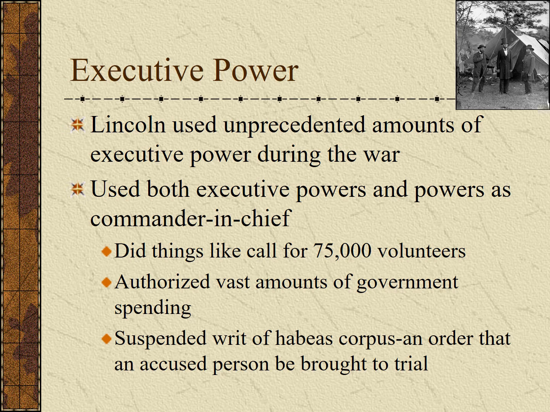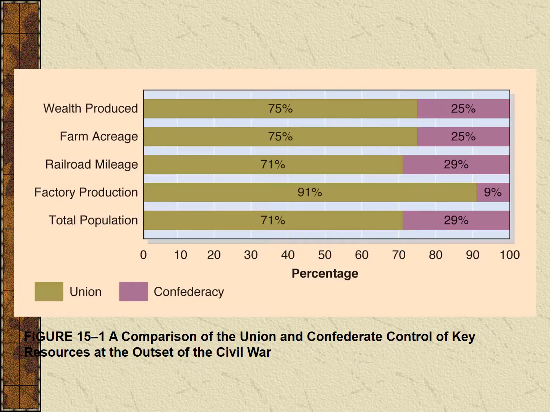So he did things like call for 75,000 volunteers. He authorized a lot of government spending because, of course, wars are very expensive. And he suspended the writ of habeas corpus, which is an order that an accused person be brought to trial. And he suspended that due to concerns over soldiers captured from the South, spies, etc.